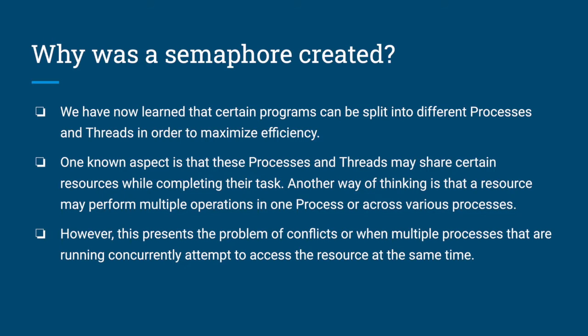Or another way to think about this is that a certain resource or variable may perform multiple operations in one process or across various processes. This will create a big conflict down the line when multiple processes are running concurrently and they're attempting to access the same resource. Because let's say you're trying to decrement a list from 10 to 0, and you have two different processes doing the same thing, decrementing the list. You may end up in a situation where instead of going from 10, 9, 8, 7, you go from 10, 8, 7, because the two different processes decremented the same variable at the same time, thus skipping 9.